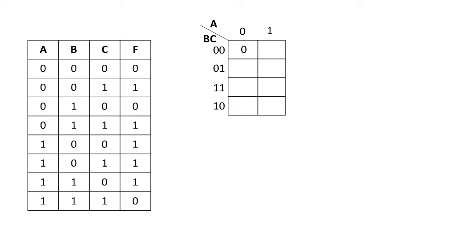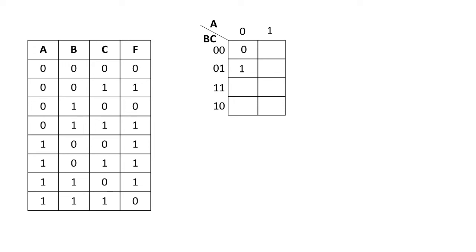Now let us watch the second row of the truth table. The values here are A, B, C: 0, 0, 1, and the function value is 1. So where are we going to keep the function value 1 in this K map? Observe 0, 0, 1: A0, B0 and C equal to 1. In this position we are going to keep the function value 1.